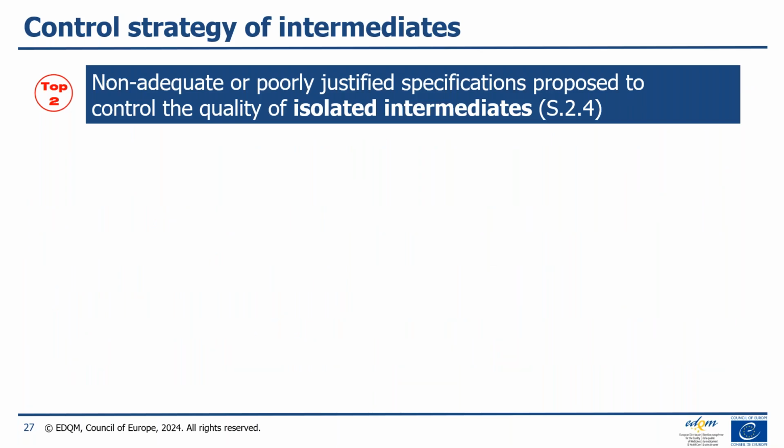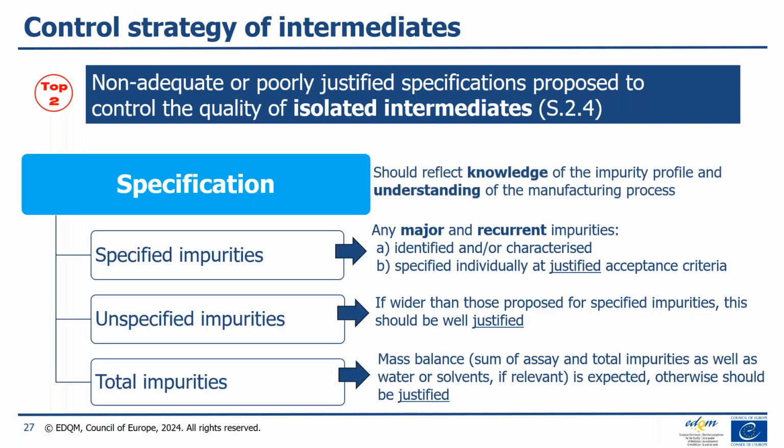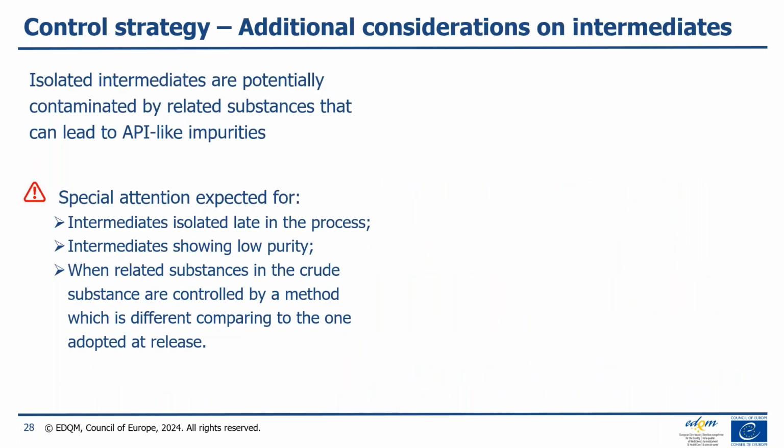Coming back now to the control strategy of intermediates, as we've seen, this is our top 2 deficiency currently. We've tackled it a bit just a moment ago. As we've seen, the specification should reflect knowledge of the impurity profile and understanding of the manufacturing process. We want to see limits for specified, unspecified, and total impurities justified. Now let's take a quick look at some additional considerations more dedicated to intermediates.